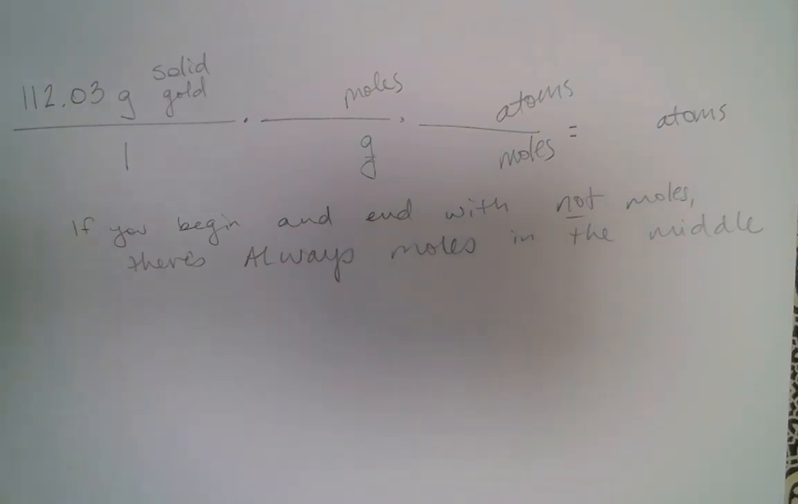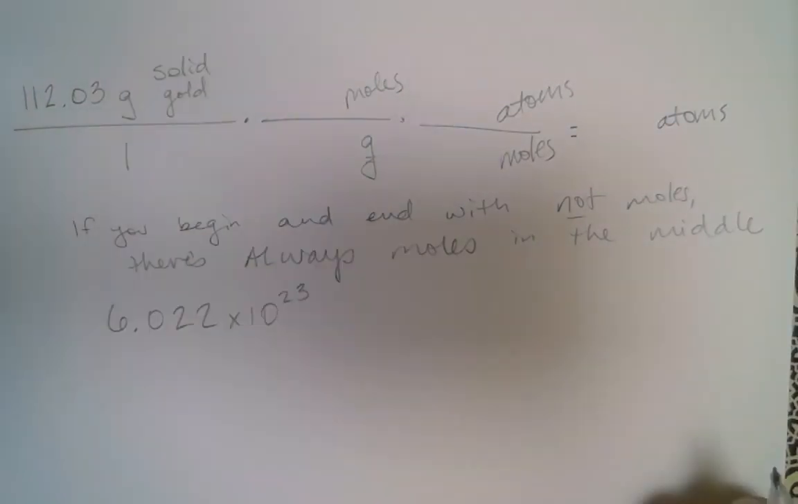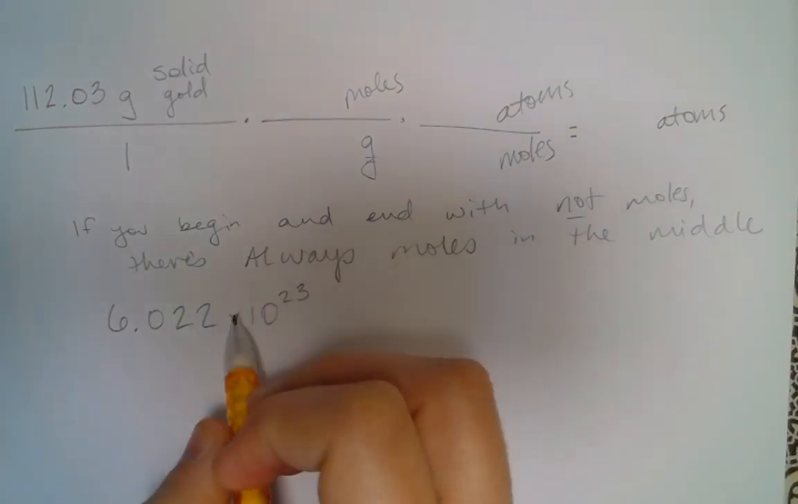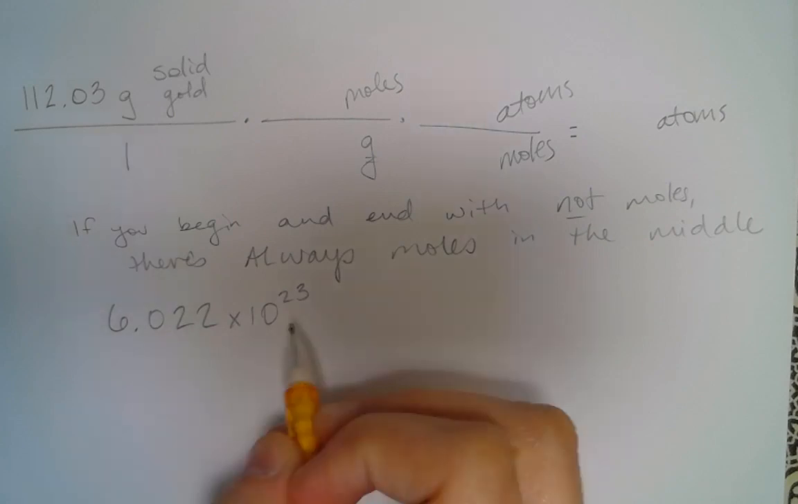I think that the number that is the conversion for the moles goes on bottom with the grams in the second fraction. And what number is that? The 6.022. That big number? What are the units that go with that number? Grams.